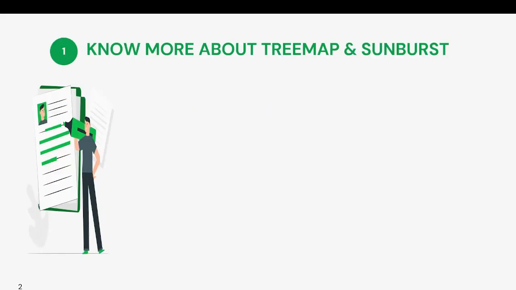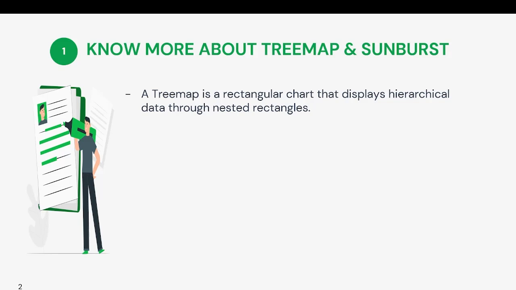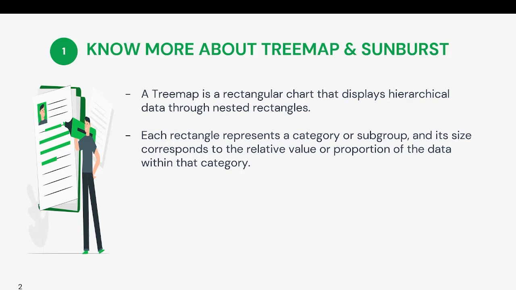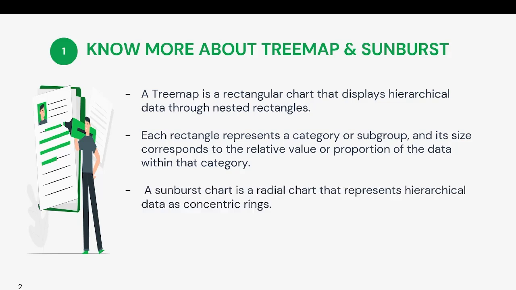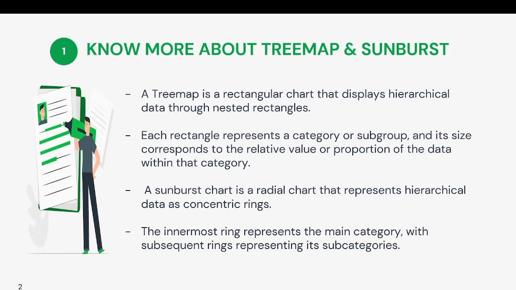Know more about tree map and sunburst. A tree map is a regular chart that displays hierarchical data through nested rectangles. Each rectangle represents a category or subgroup, and its size corresponds to its relative value or proportion of the data within that category. A sunburst chart is a radial chart that represents hierarchical data as concentric rings. The innermost ring represents the main category, with the subsequent rings representing its subcategories.